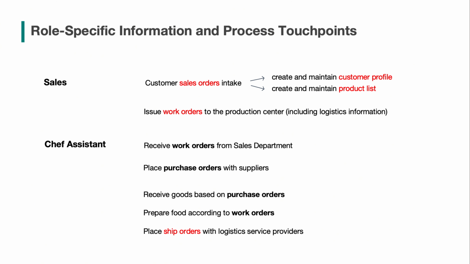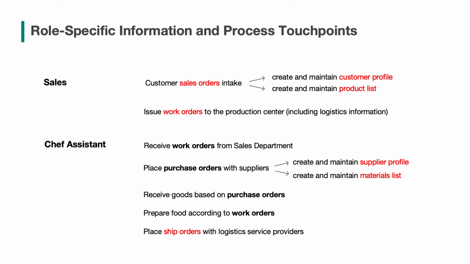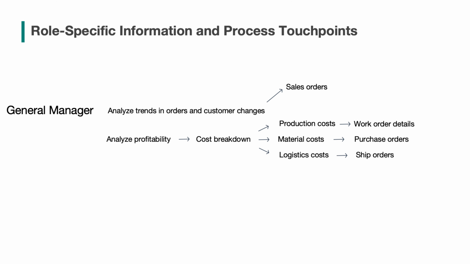For the chef assistant, their business activities include receiving work orders from the sales department and placing purchase orders with suppliers. To handle this task effectively, two key data objects must be established and maintained: supplier profile and material list. Other activities include receiving goods based on purchase orders, preparing food based on work orders, and issuing shipping orders to logistics providers. In the diagram, bold and red text highlights the identified business data objects, which correspond to the I information in the RPIC. In addition to these two operational roles, let's analyze a managerial role, the general manager.